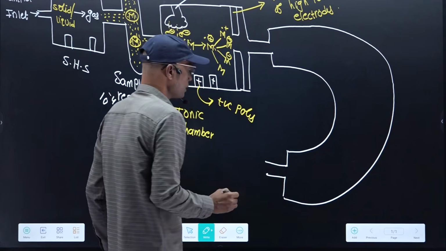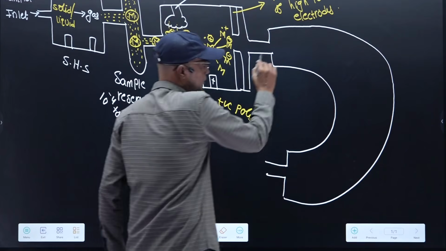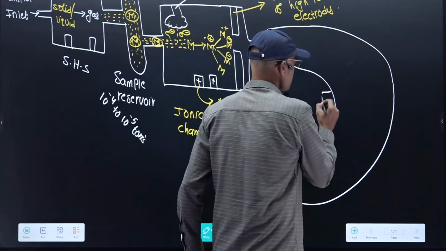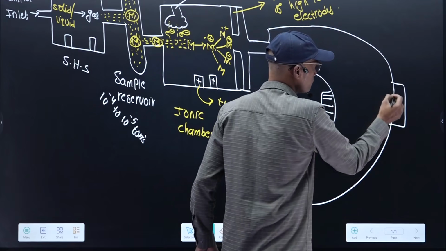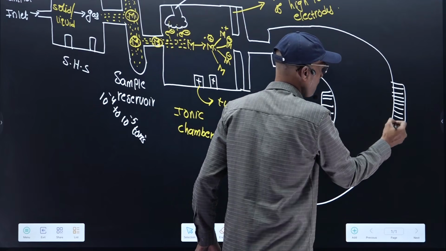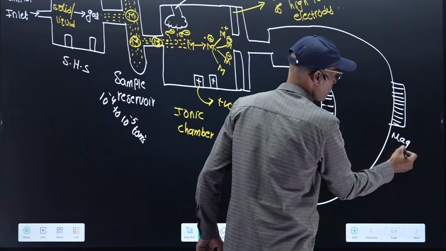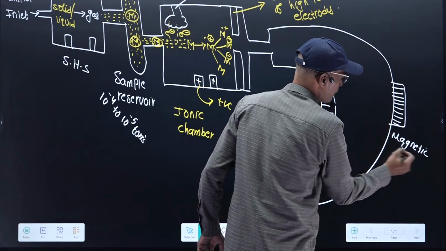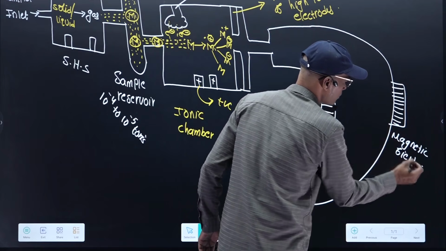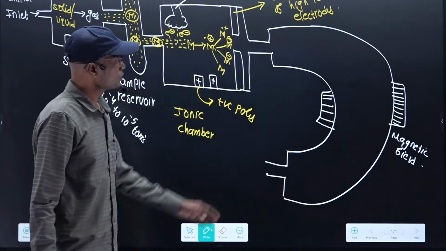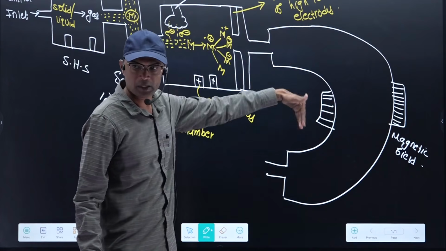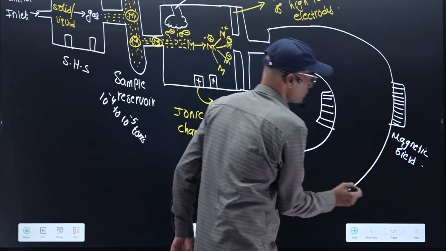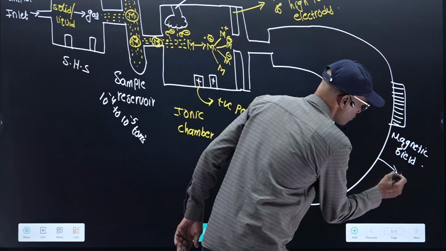So this mass analyzer is further connected to a magnetic field. Outside, one field is present: a magnetic field. I'm introducing one magnetic field in this U-shaped mass analyzer. This total U-shaped instrument is called the mass analyzer.